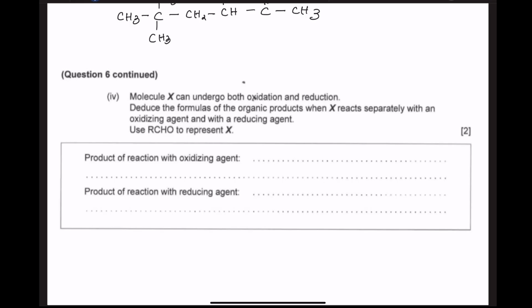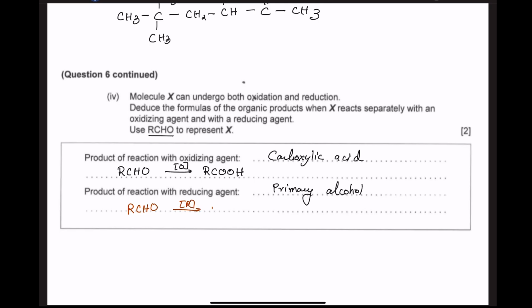If you oxidize an aldehyde, you will get a carboxylic acid. If you reduce an aldehyde, you'll get a primary alcohol. So the product here would be carboxylic acid. So if RCHO is X, this will be the reaction. It will become RCOOH. If you use a reducing agent, it will become a primary alcohol, which is RCH2OH, an alcohol.